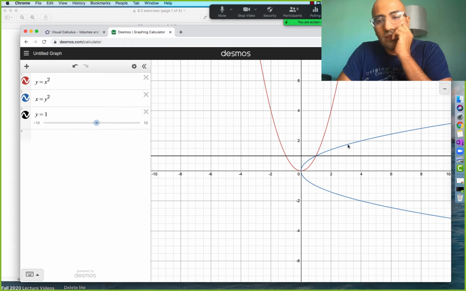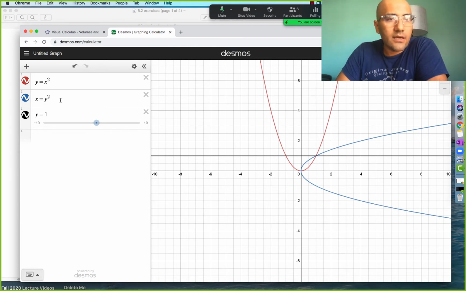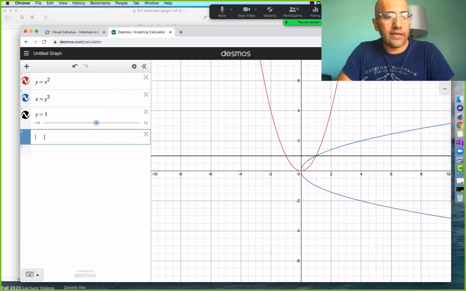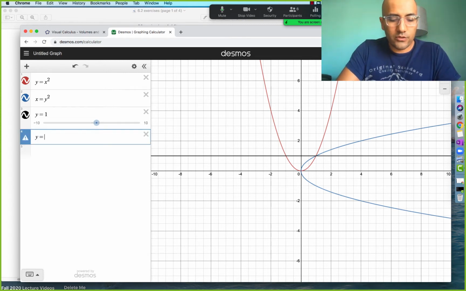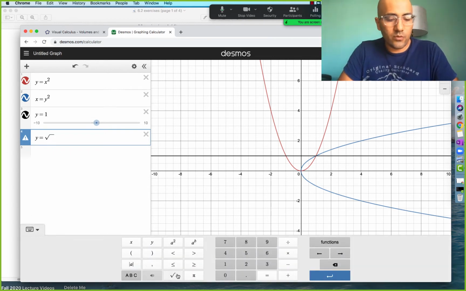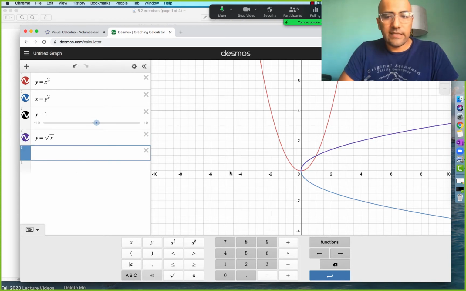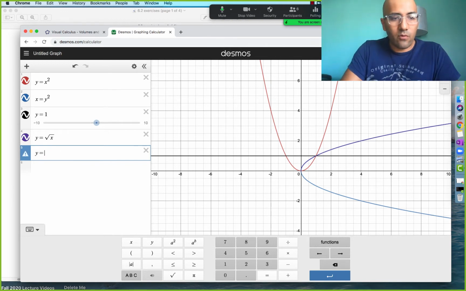Okay, so this blue one, Desmos does a great job with being able to graph something that is not in function notation. I don't know that other programs out there do a good job. So instead of doing this x equals y squared, I can take the square root of both sides, and I end up with y equals the square root of x, like that. That takes care of the top half, positive root x. But then I also have to take care of the bottom half, y equals negative root x, like that.